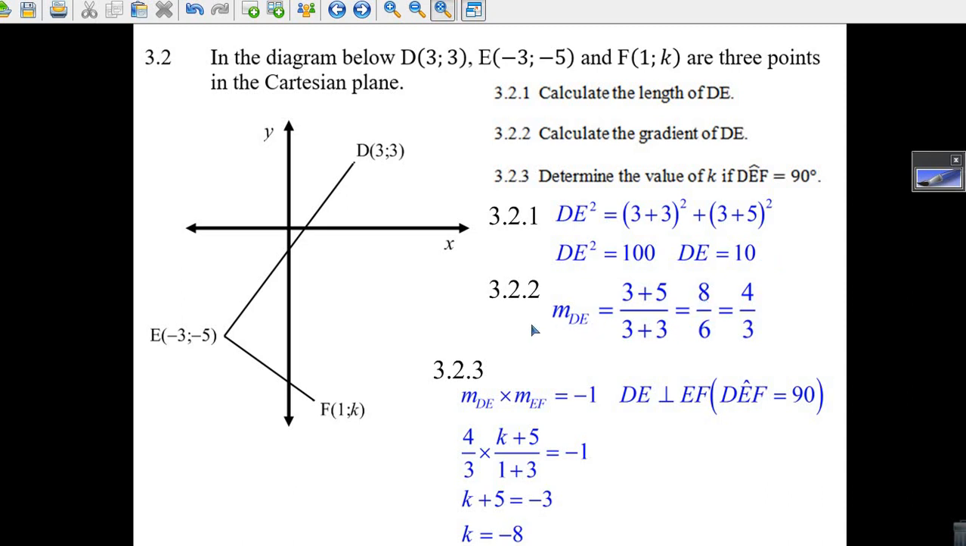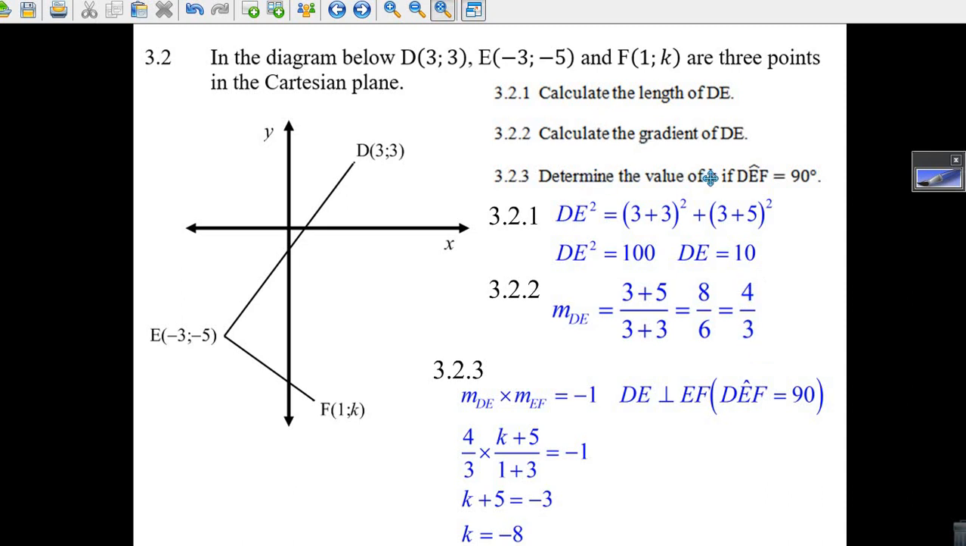There's your answer. Then they ask you to calculate the gradient of DE. These should be just about free marks, because of the gradient formula, and you've got it there, and the exam tells you to go 3 minus minus 5, y2 minus y1. 3 plus 5 is 8. 3 minus minus 3 is 6. And 8 over 6 is 4 over 3. The gradient of DE is 4 over 3.